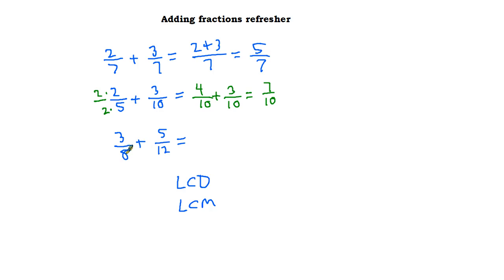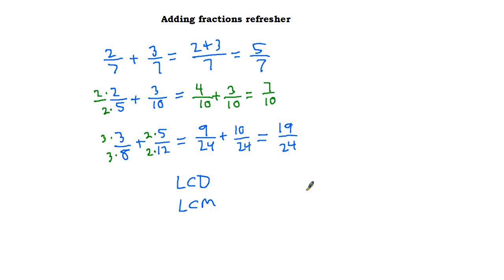3 times 8 is 24, and 2 times 12 is 24. So I'm going to go ahead and make those changes. So multiply the 8 times 3, and multiply the top by 3. And then multiply the 12 by 2, and multiply the 5 by 2. And if I do that, then I should be able to go ahead and add the fractions together. So this gets me 9 over 24 plus 10 over 24. Voila, we did it, yay. So this, of course, gives us 19 over 24.